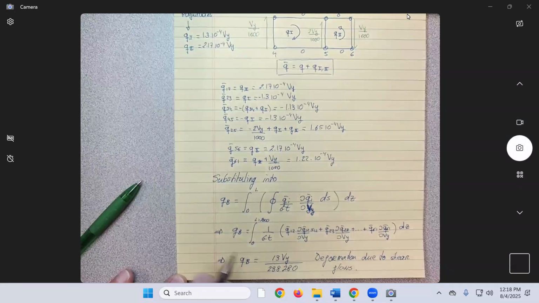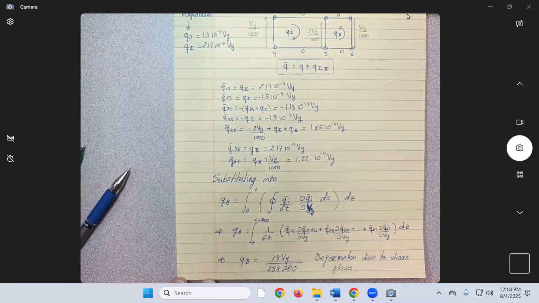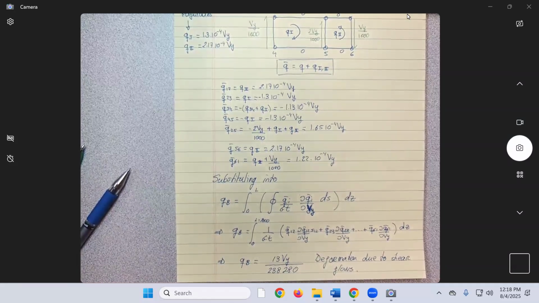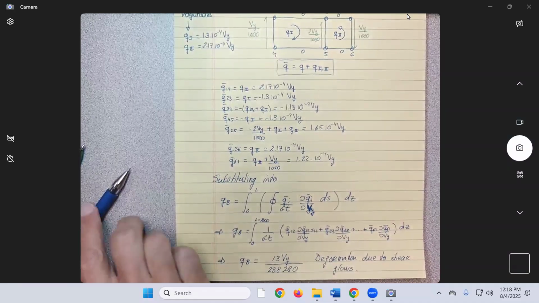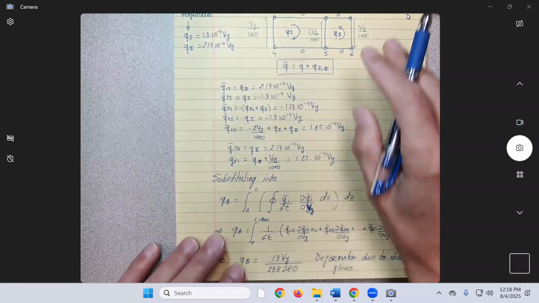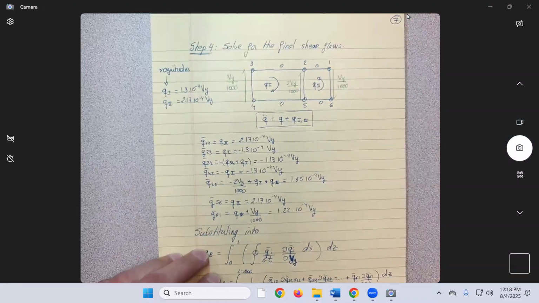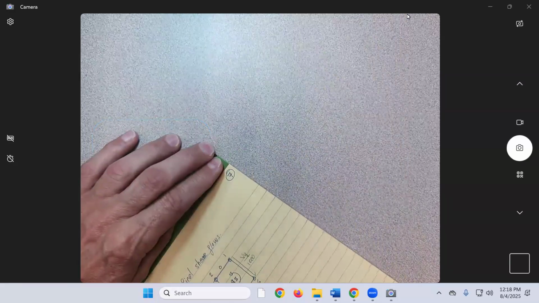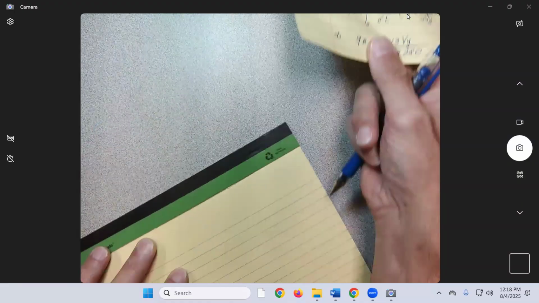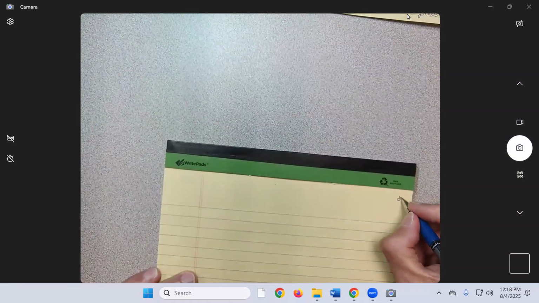It's 238,280. Yes, 238,280. So basically, this is kind of combining everything we have done so far, no? So finally, probably we'll finish a bit early today. Nothing wrong with that.